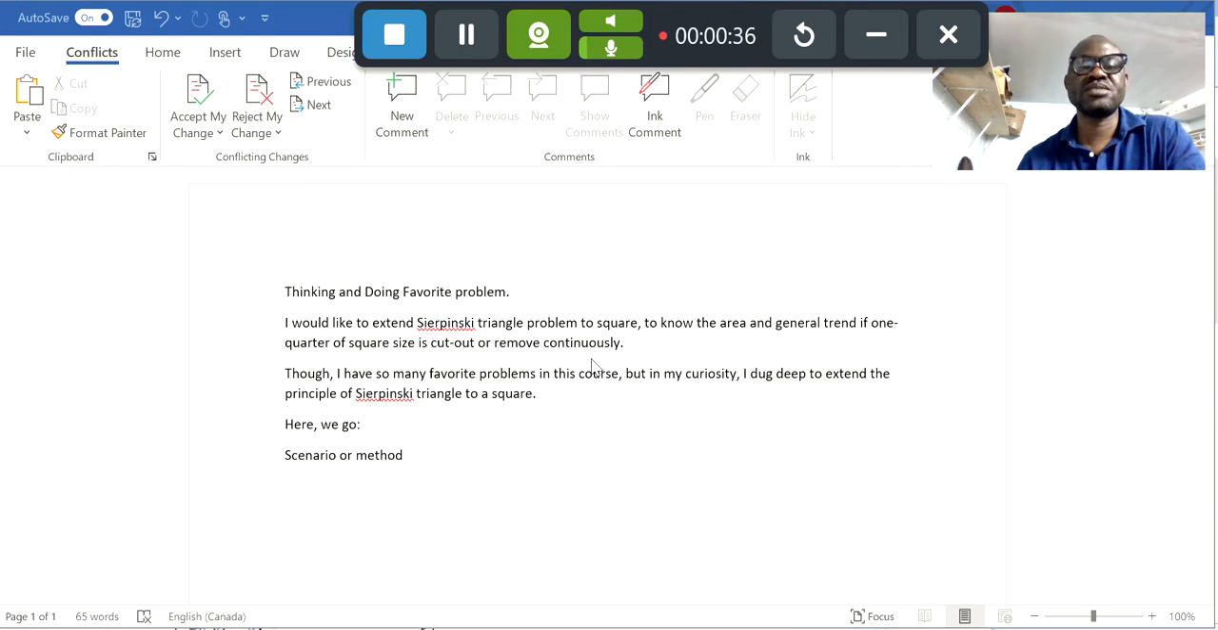Though I have so many favorite problems in this course, in my curiosity I dug deep to extend the principle of the Sierpinski triangle to a square. Here we go, the scenario or method.